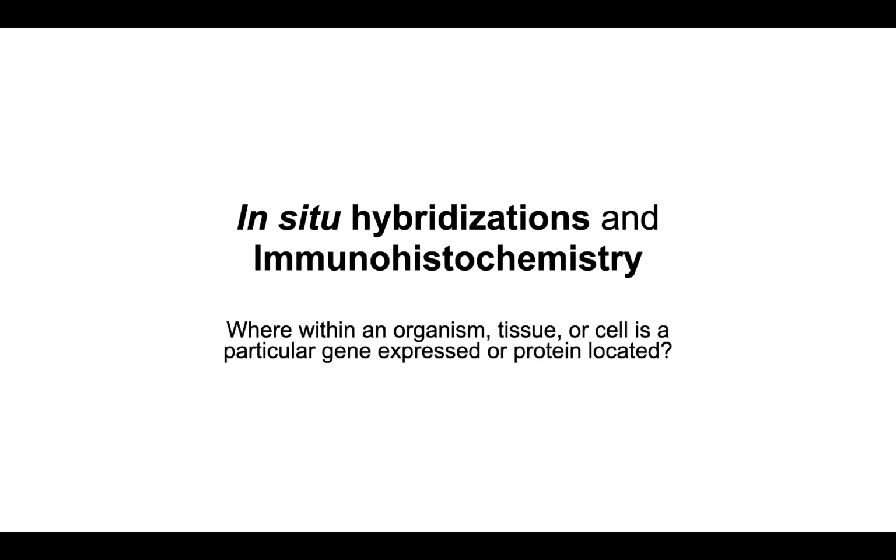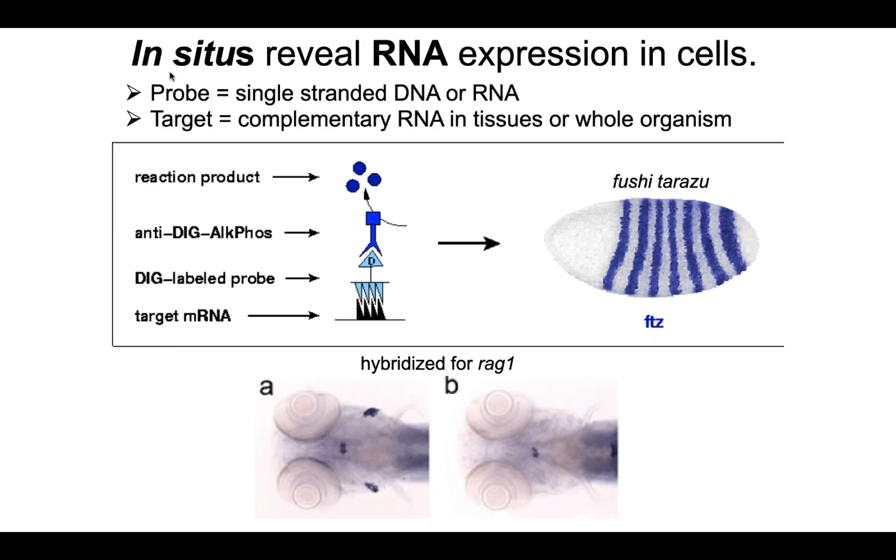Okay, blots are a way to visualize proteins, RNA, and DNA in the context of a gel, in the context of a blot that you make from a gel that you have already run. In situ hybridizations and immunohistochemistry are ways of detecting RNA and proteins within cells themselves. You don't burst open those cells and grab the RNA or the protein out of it. You look at it within the cells themselves, and those cells can be just single-celled or part of an organism. In situ hybridizations reveal RNA expression in cells.